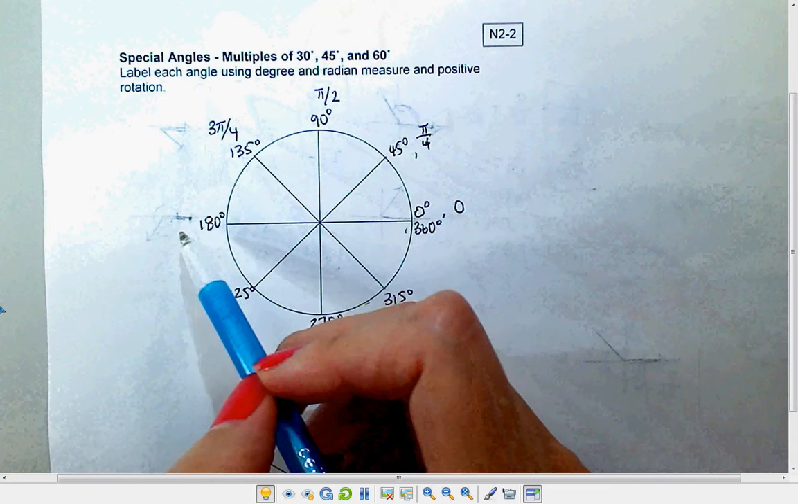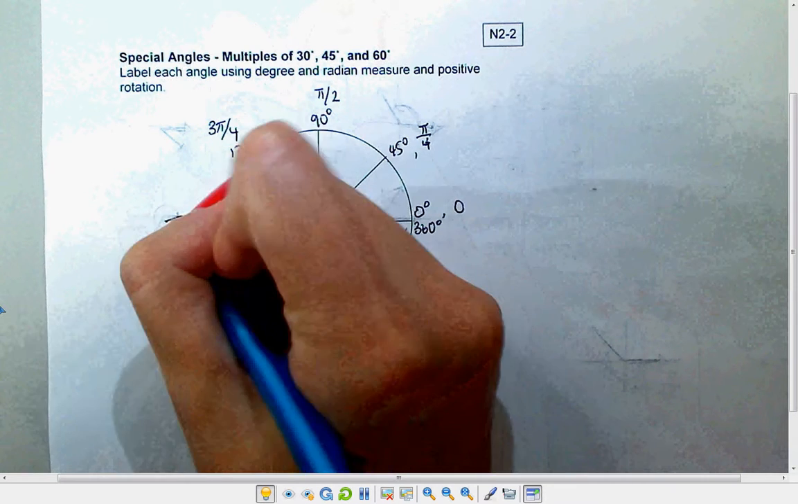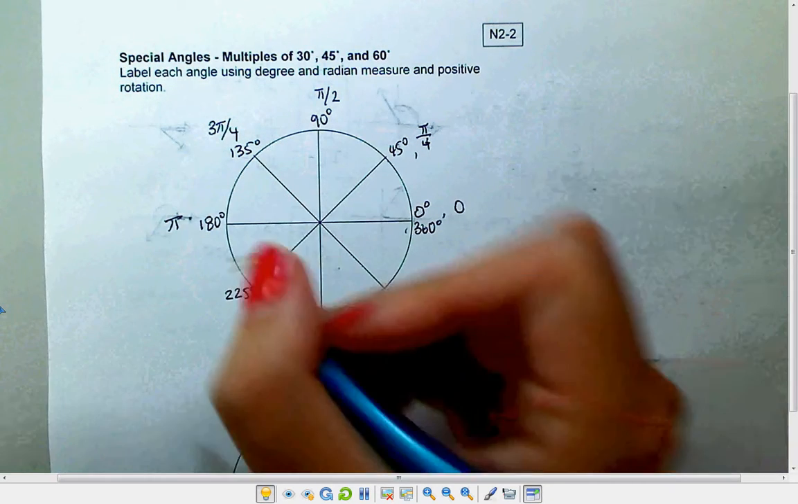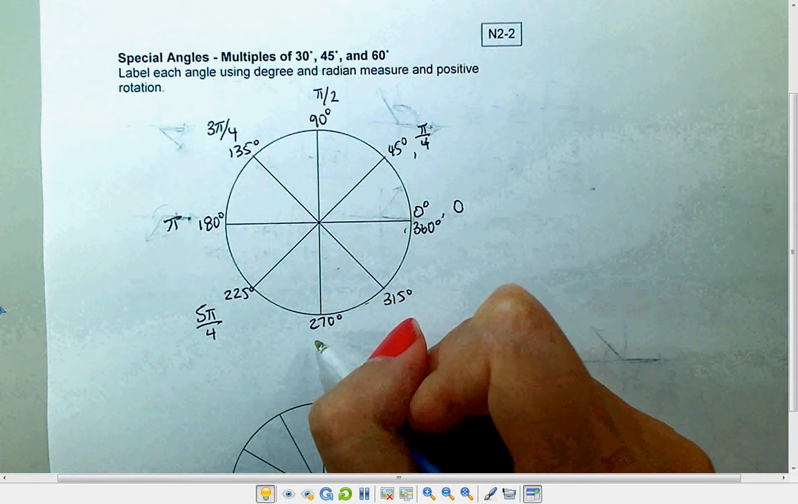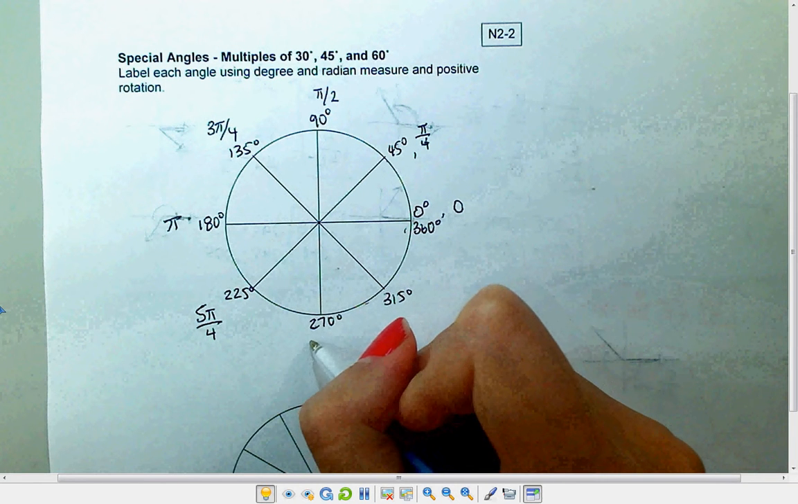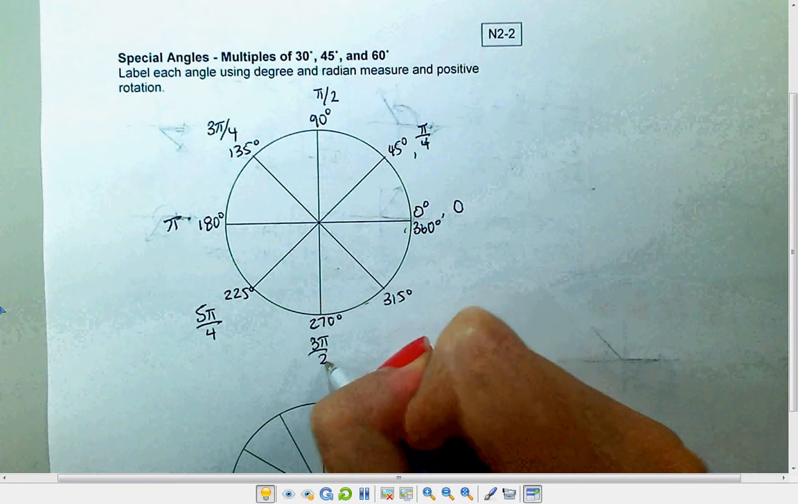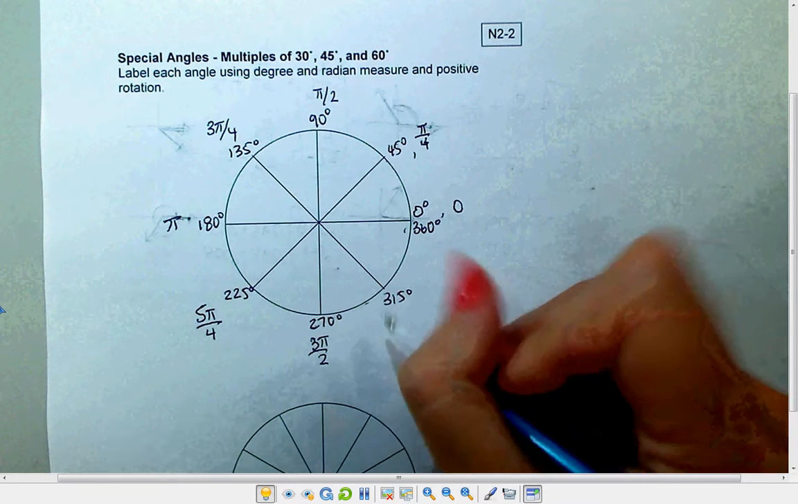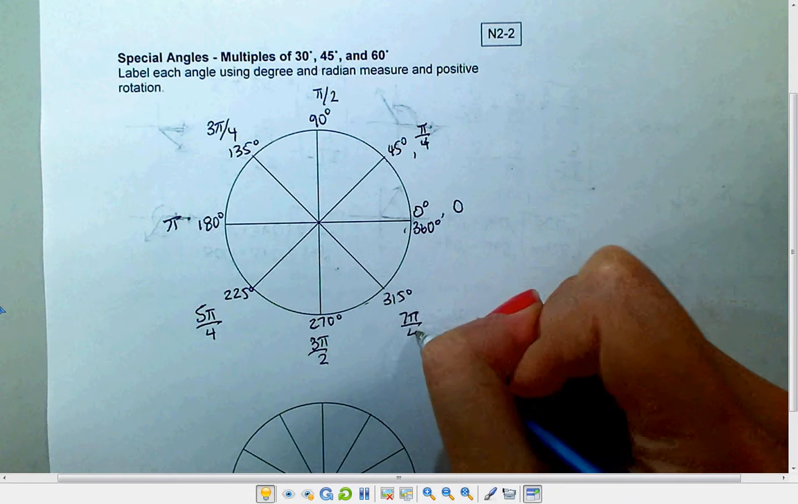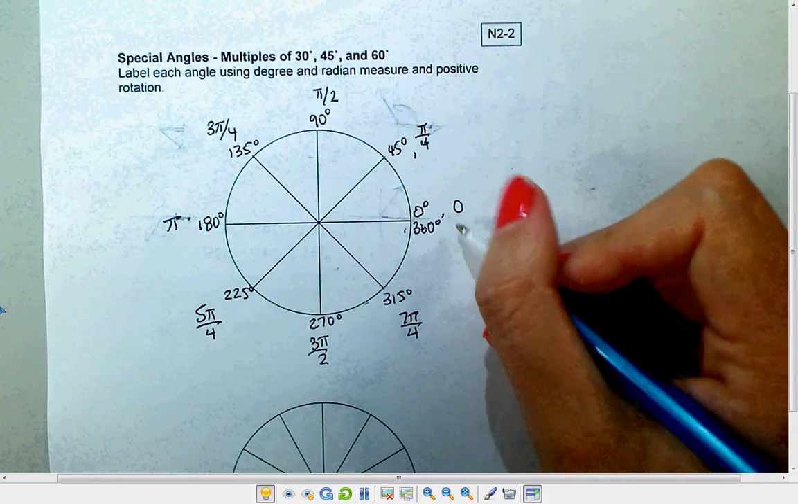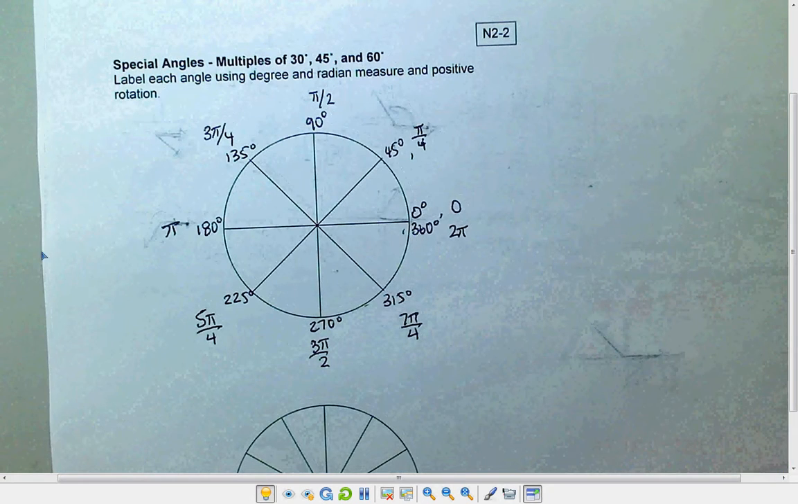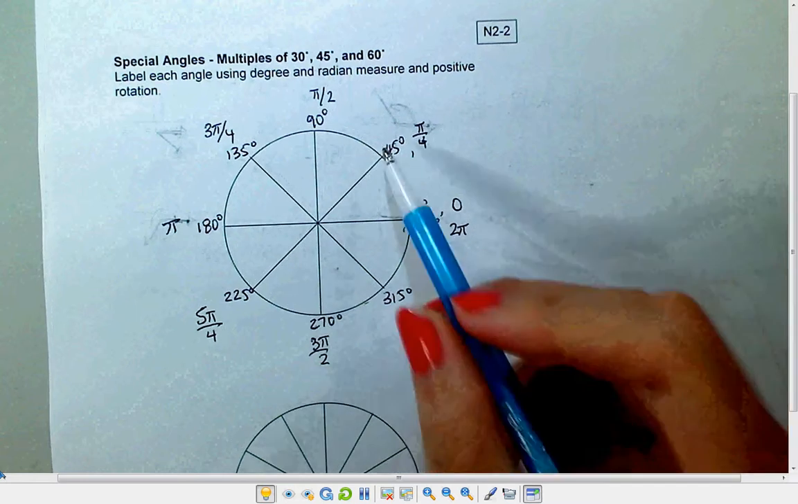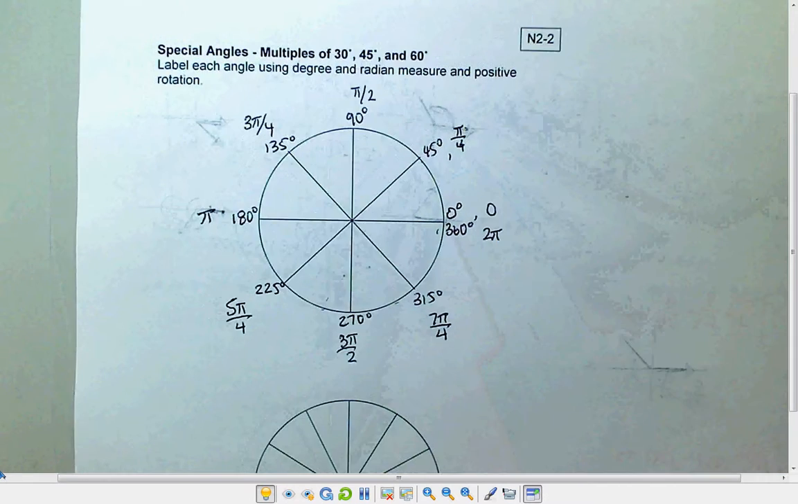If we added another one, it would be 4 pi over 4, which is the same thing as pi. If you add another one, it would be 5 pi over 4. This one would be 6 pi over 4, but 6 over 4 is the same thing as 3 over 2, so 3 pi over 2. Over here is 7 pi over 4. And then finally 8 pi over 4, which is the same thing as just 2 pi. Each of these sections, we're just adding another pi over 4.